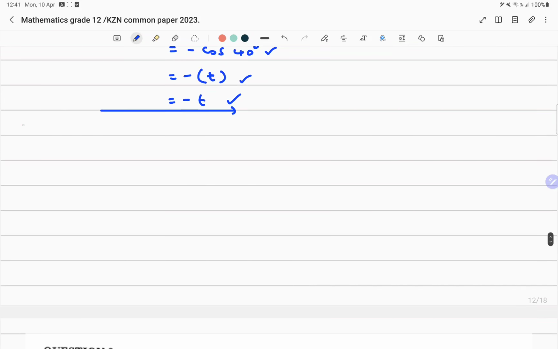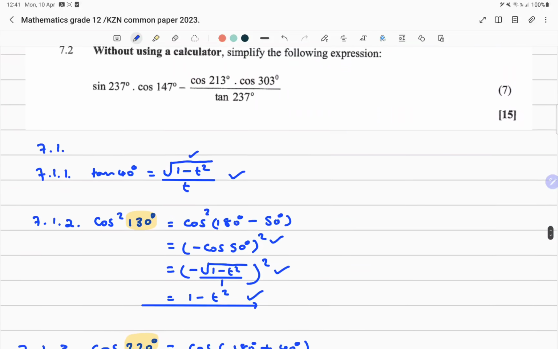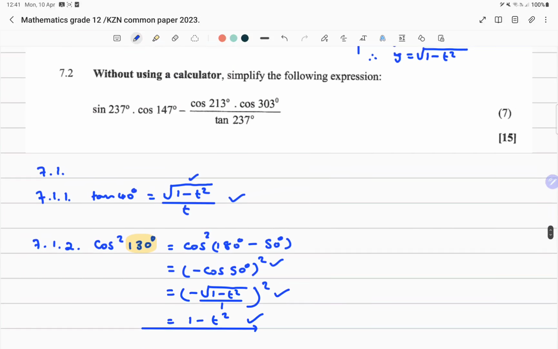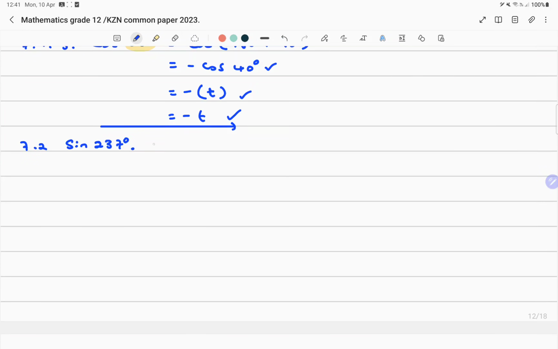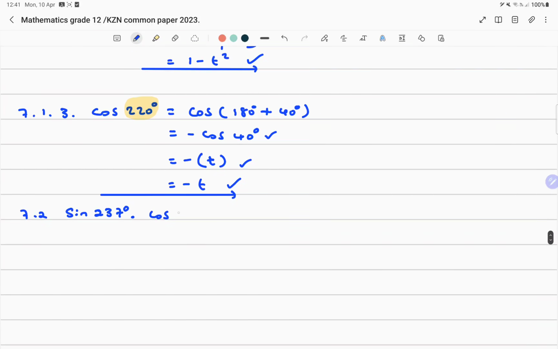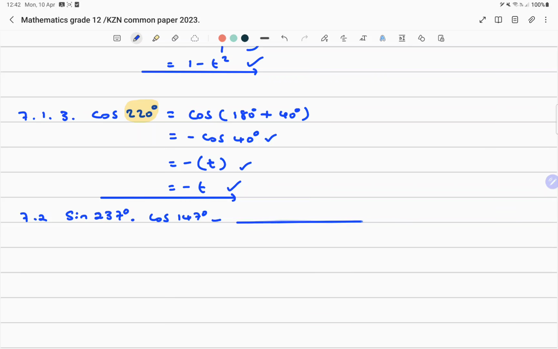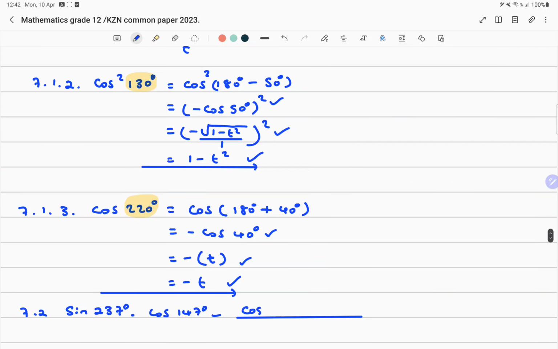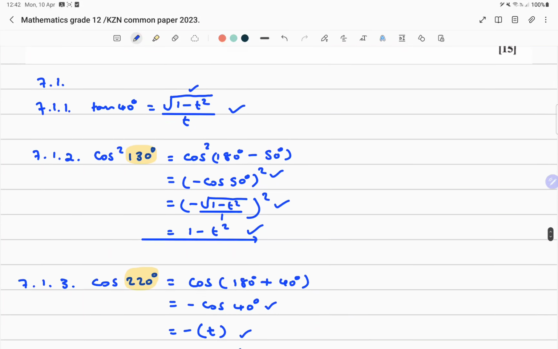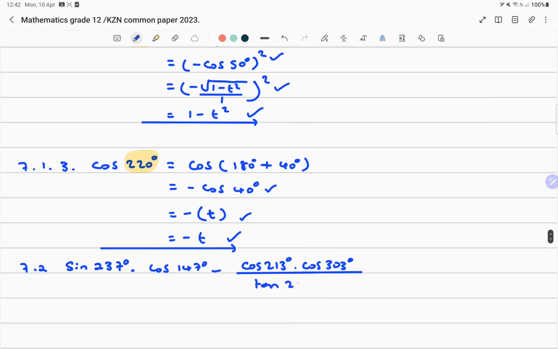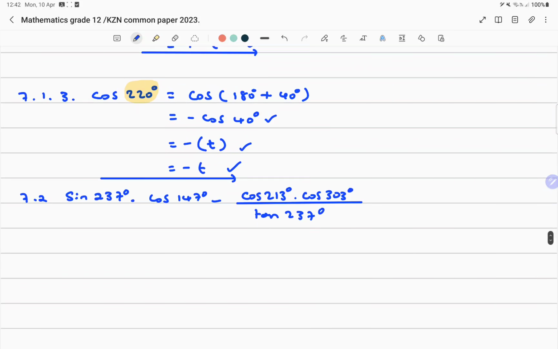7.2. What are we given? Cos of 230, sine of 237, times cos of 147, minus this fraction over here. This is now cos 213 degrees times cos 303, divided by tan 237 degrees. Now what do we do here? Now we have a problem, because here you need to use the reduction formula style, but in a smart way.